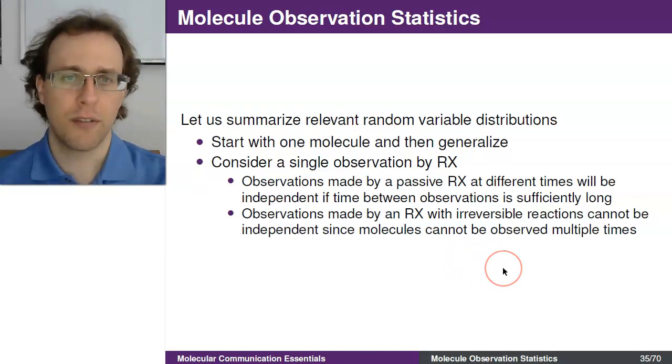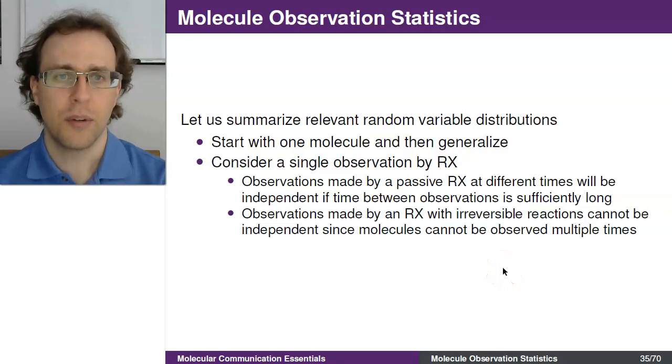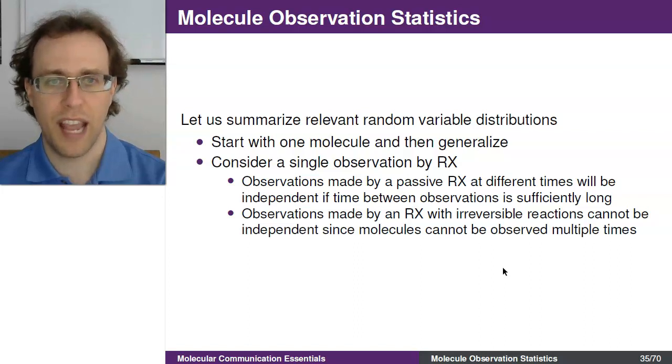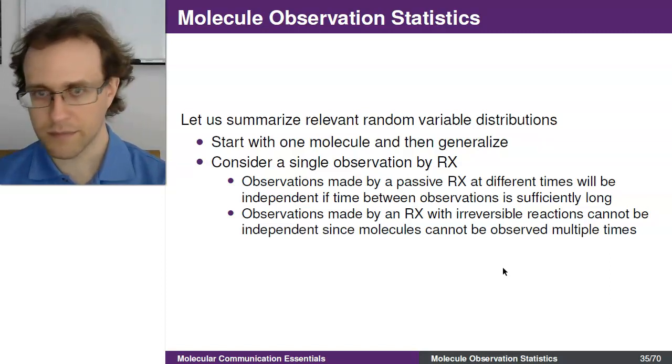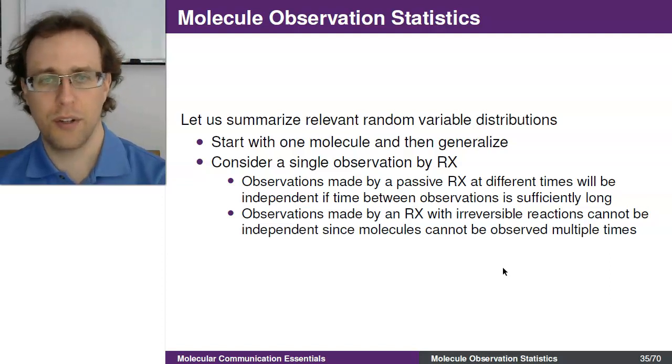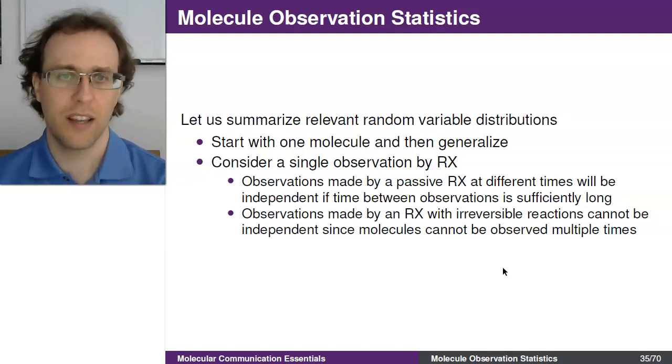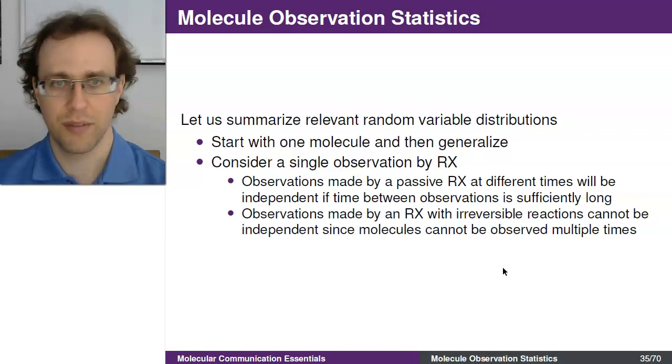But usually if you have an irreversible reaction, you don't care about changes in observations over a short interval. You really just care about the end of a symbol interval, let's say. So you only care on the scale of how often molecules are released by the transmitter, since whenever you do take an observation, you'll be collecting information about all the reactions that previously occurred.